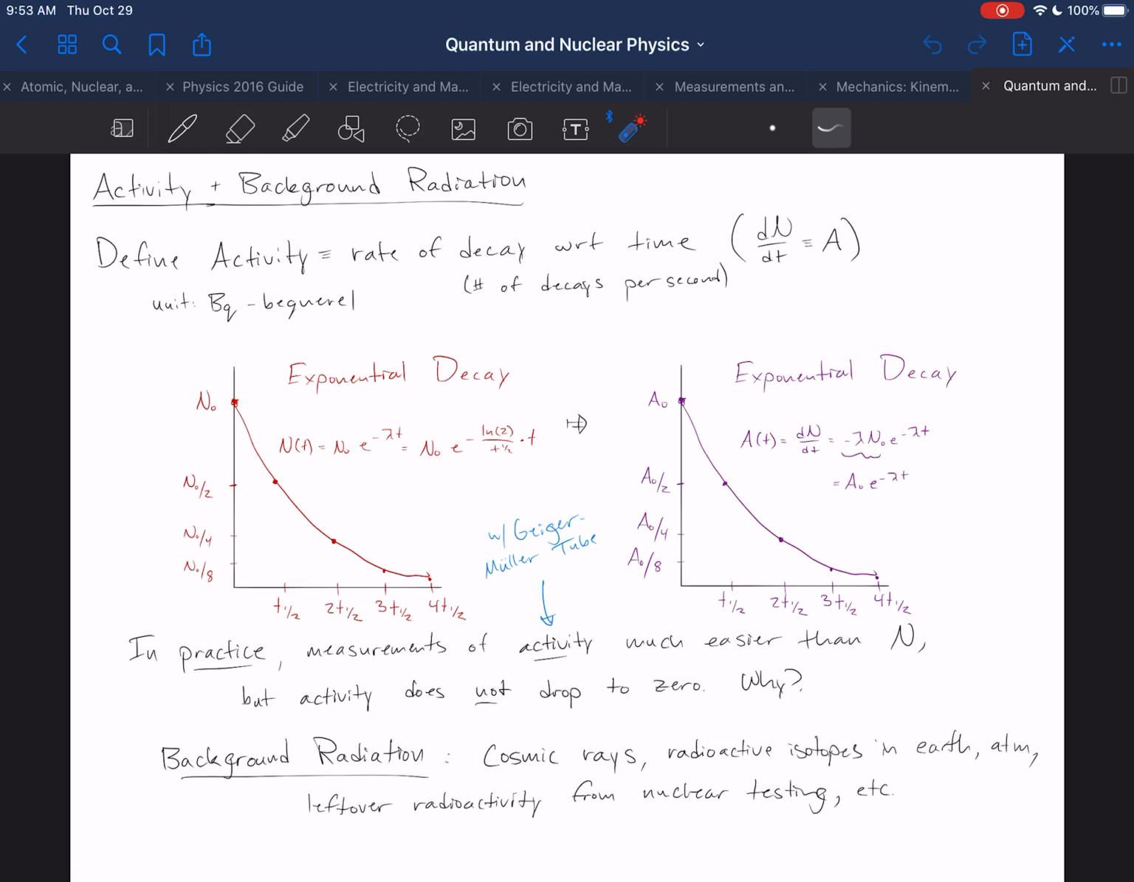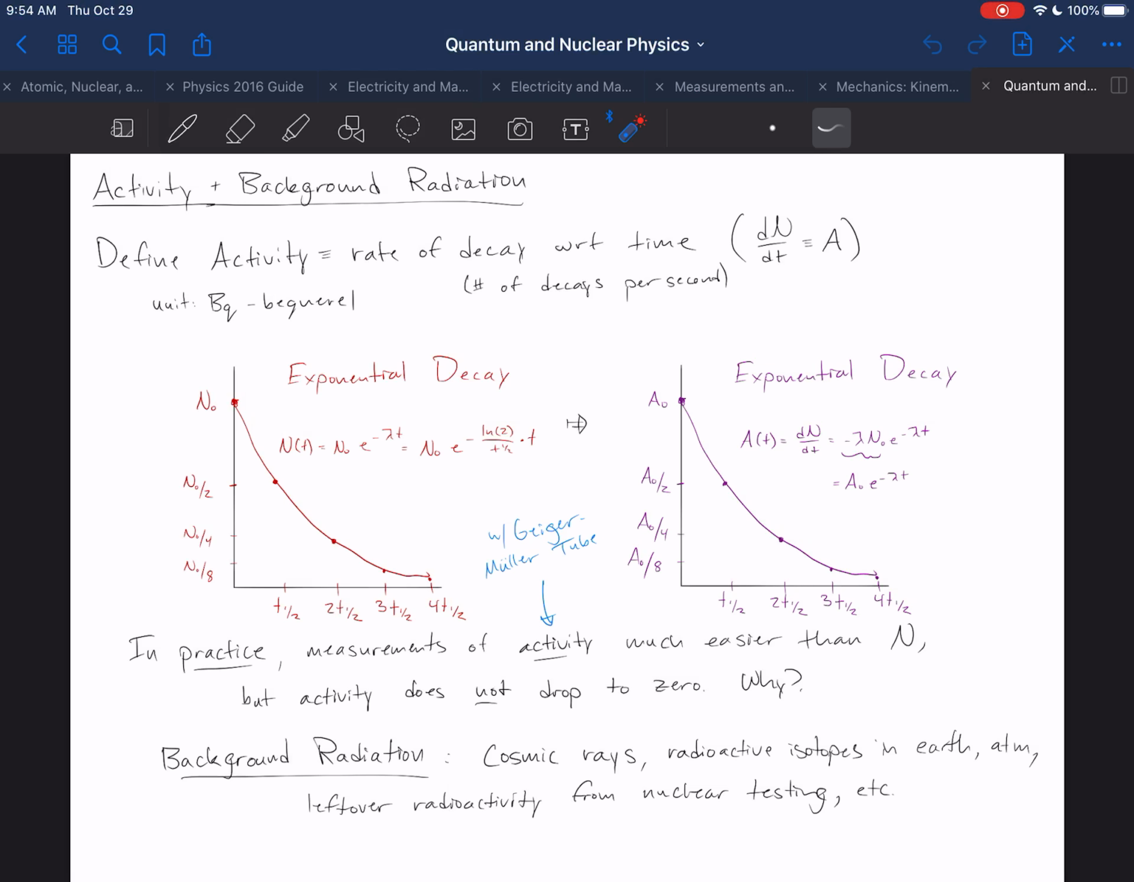We can also note that if we define the activity as the rate of decay with respect to time, dn dt equals a, where the unit is the becquerel, Bq. This is understood to be the number of decays per second. If n of t is n naught e to the negative lambda t, then the graph of activity will be the same. And just applying our relationship here, if a is just the time rate of change of n, so dn dt, then if I take a derivative of this particular function, the only thing that happens is that I get my constant to drop down, and so my initial activity is just lambda times n naught.